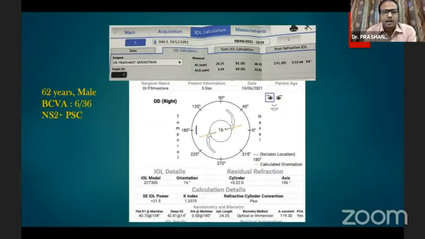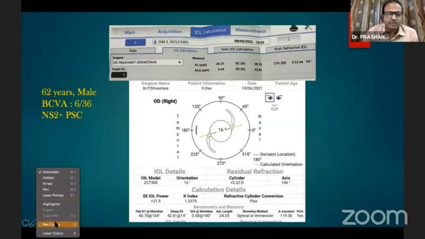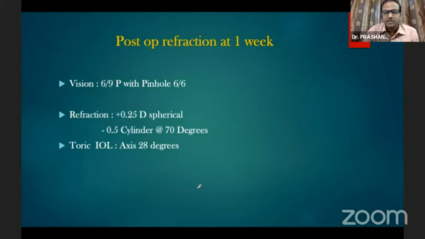This is just an example. This is a 62-year-old male patient who had a visual acuity of 6/36 with NS2 cataract, and we can see here the patient has a cylinder power of 2. So a toric IOL was planned, and after the calculation, this model was suggested, with an orientation of 16 degrees. After the surgery, the vision was 6/9 with pinhole, and it was improving. Refraction was 0.25 spherical and 0.5 cylinder at 70 degrees.